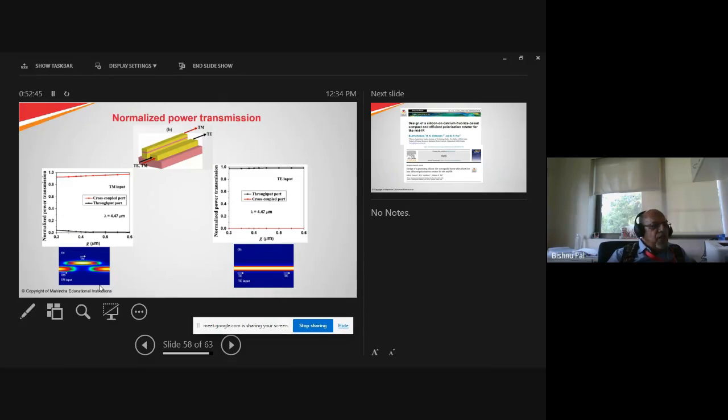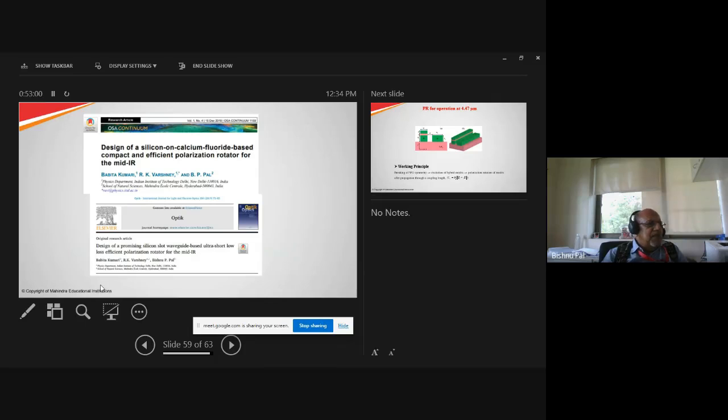Same thing here: if you inject TE as input, it does not cross over to the slot waveguide. It continues to remain in the strip waveguide. So by this you have been able to get a polarization splitter. This is another work that we did on a polarization rotator. There were two works on polarization rotators that we did, but I don't think I'll have time to discuss that.